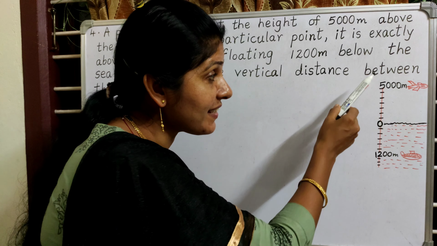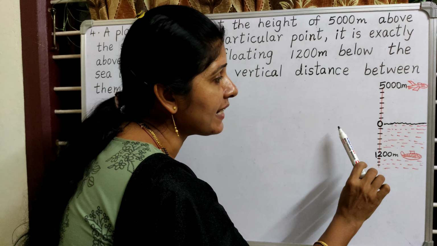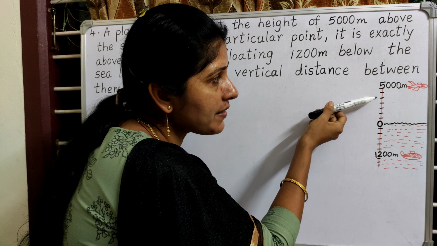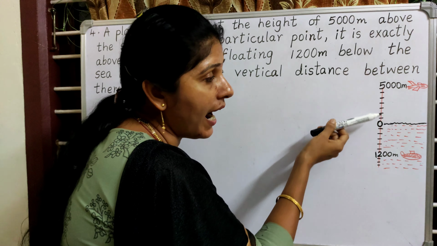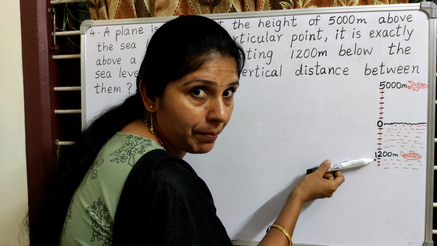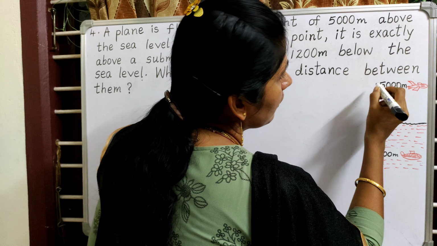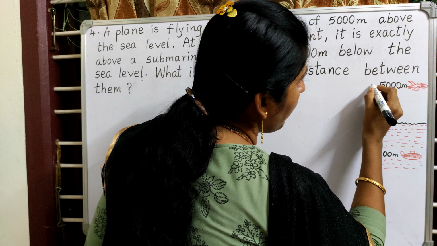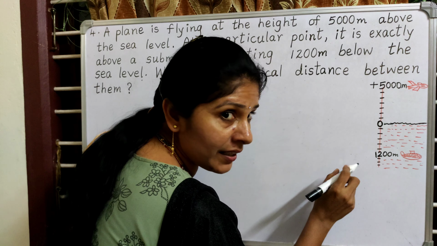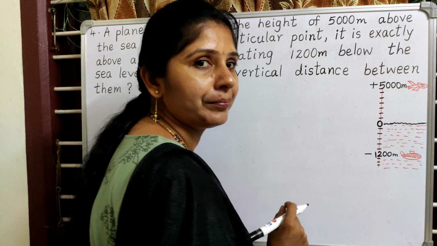Let us consider this line as a vertical number line and also consider the sea level as 0. Above the 0, the height will be represented by the positive number, and below the 0, the depth will be represented by the negative number. So, above the 0, the height 5000 meter is the positive number, and below the 0, the depth 1200 meter is the negative number.